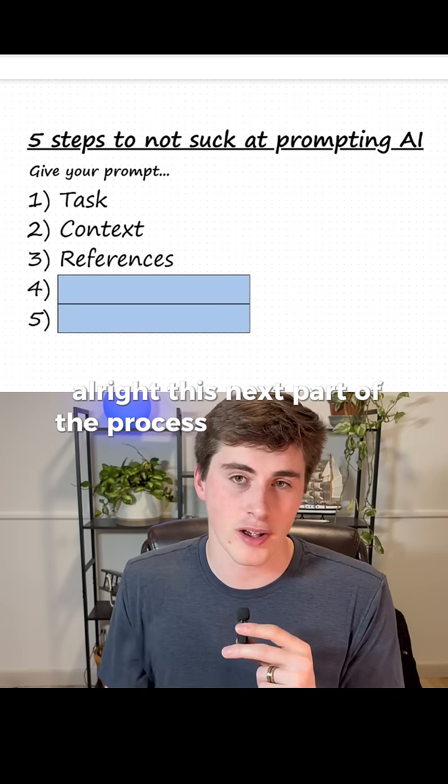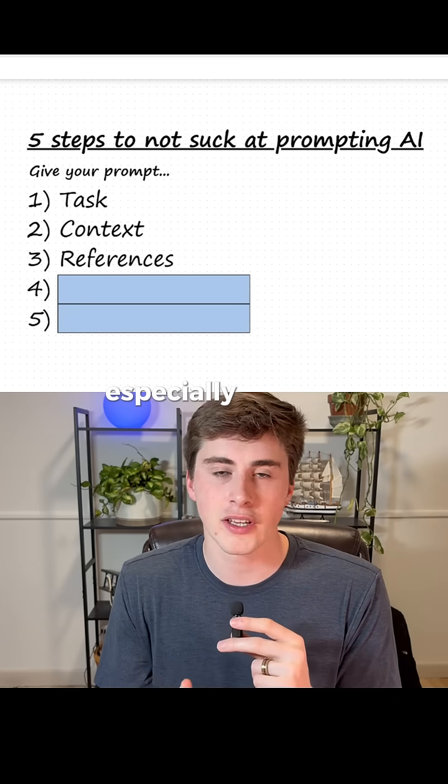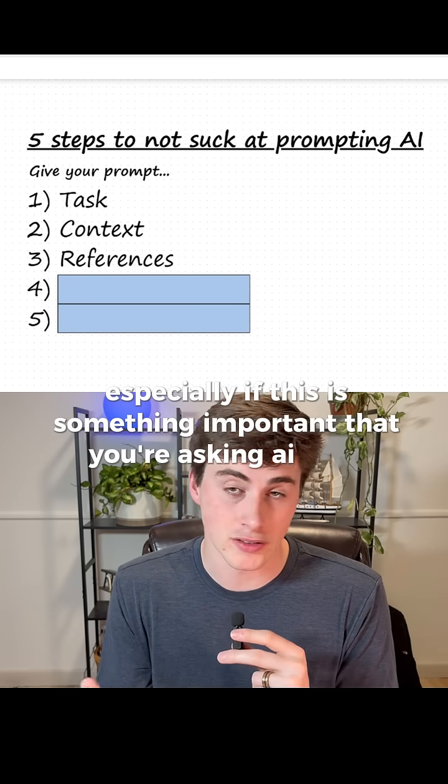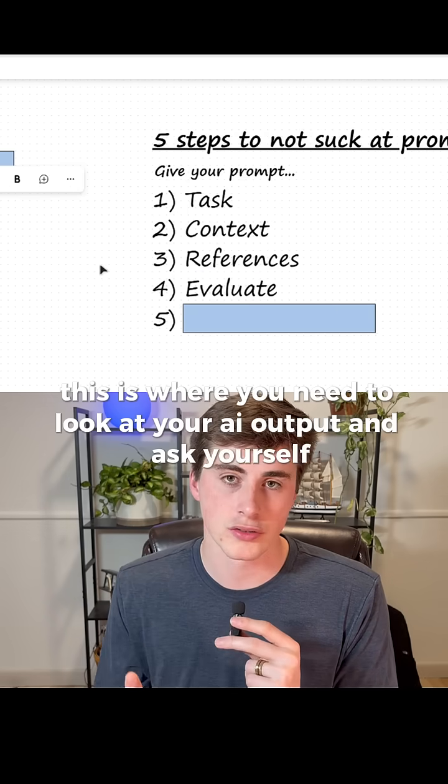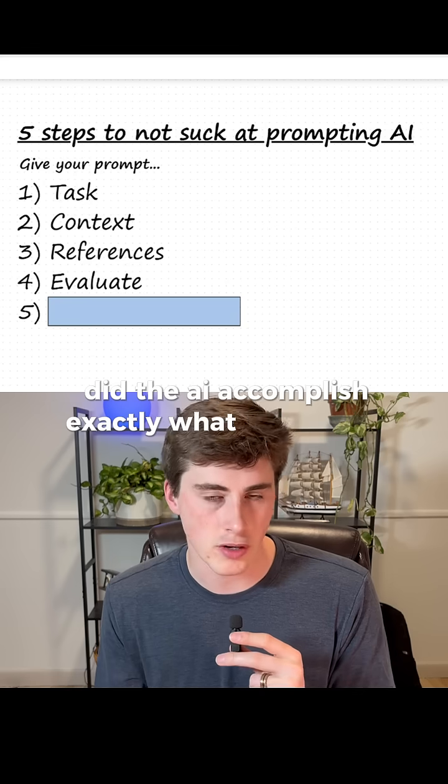All right, this next part of the process is an absolute must, especially if this is something important that you're asking AI to do. And that's going to be evaluate. This is where you need to look at your AI output and ask yourself, did the AI accomplish exactly what I wanted it to do?